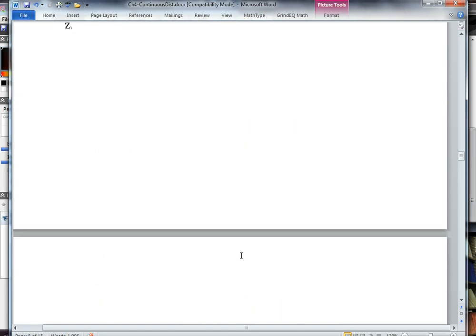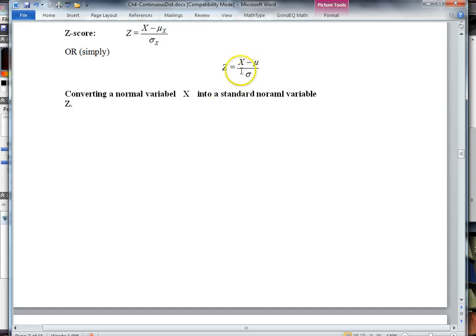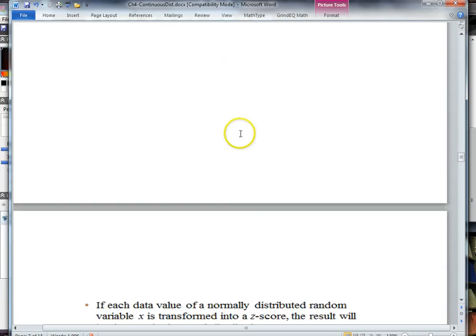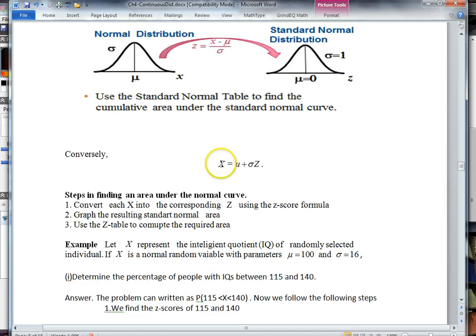Another one I want you to look at: if you look at this formula, if you cross multiply here, you can rewrite this as z sigma equal x minus mu, or x equal mu plus z sigma, which is this one here. So I can rewrite it this way, which is fine. Okay.